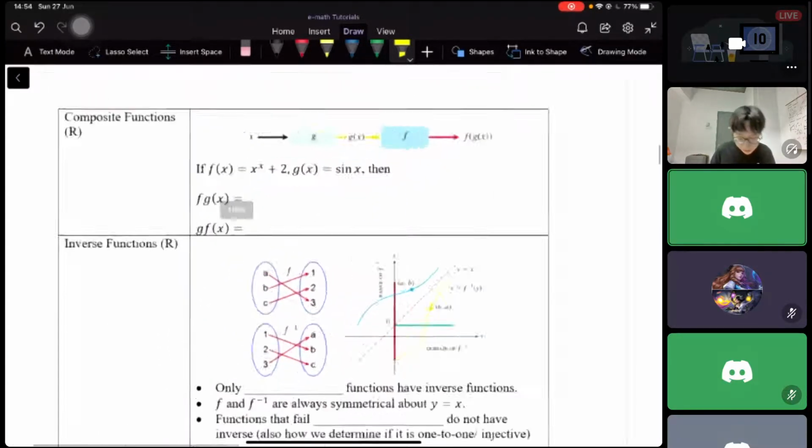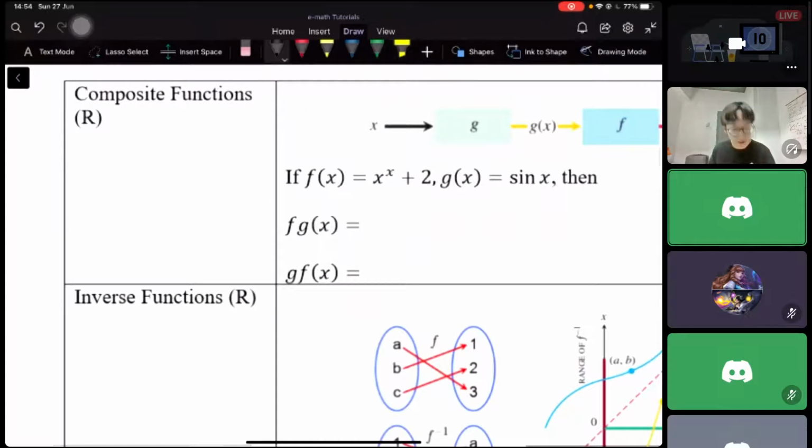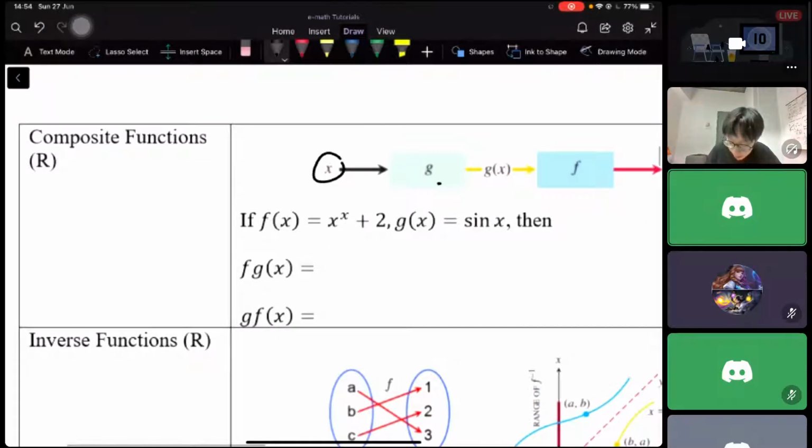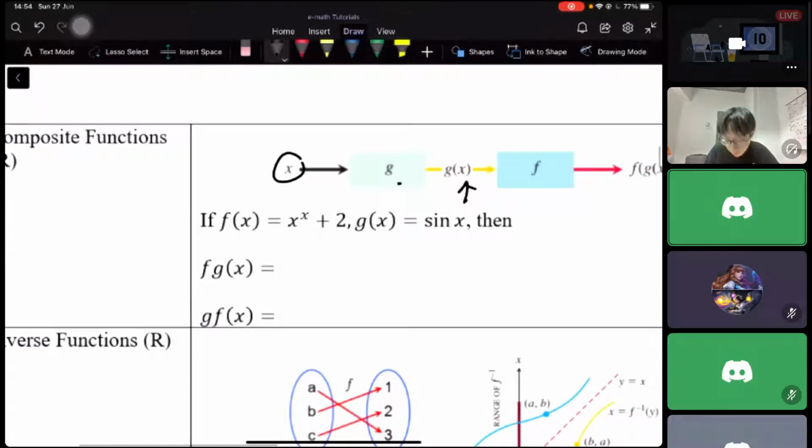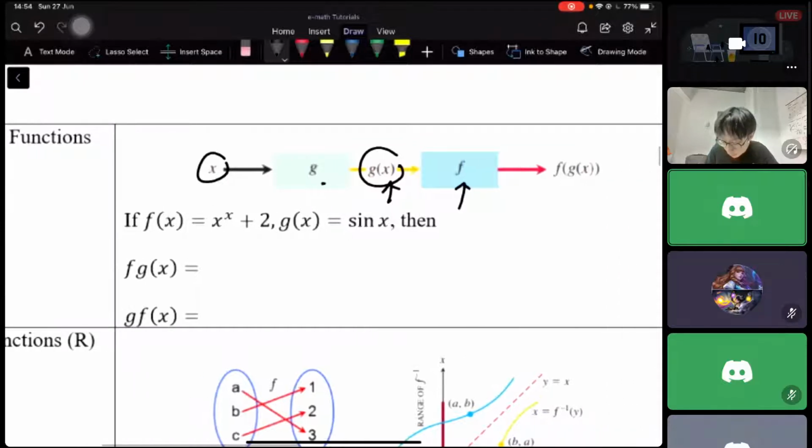Okay, composite function. Composite function you learn in your MF, right? It's like you put your x into the first machine, you get the first output. Then you put this output into the second machine, then you get the final output. Just like, maybe initially you have an apple. I always like to use the example of apple. You put it into a blender, you get apple juice.